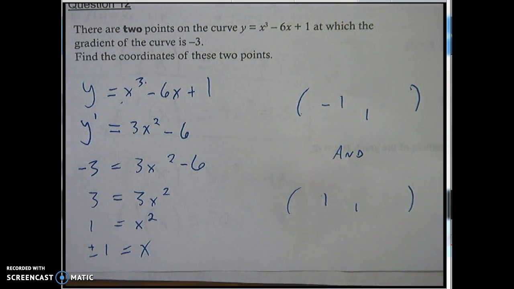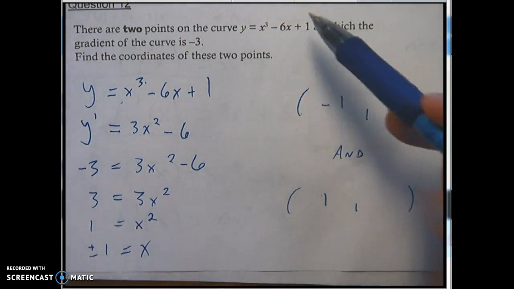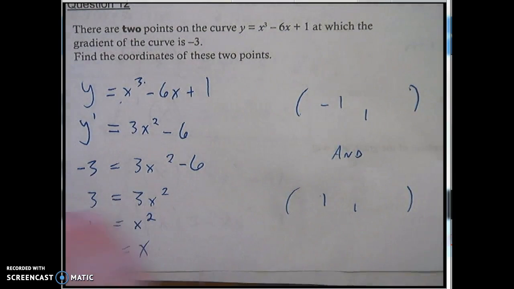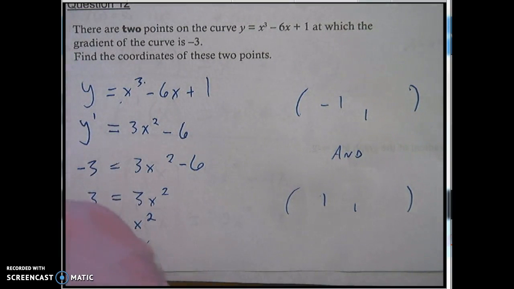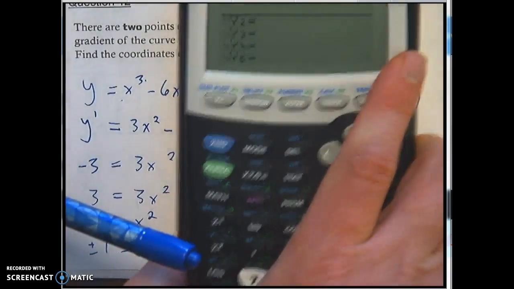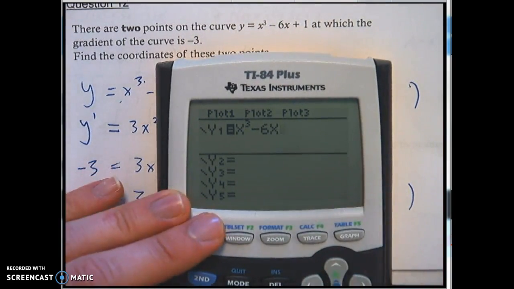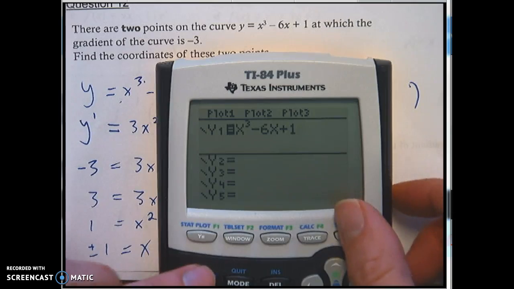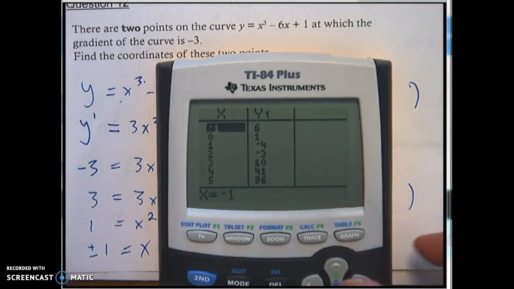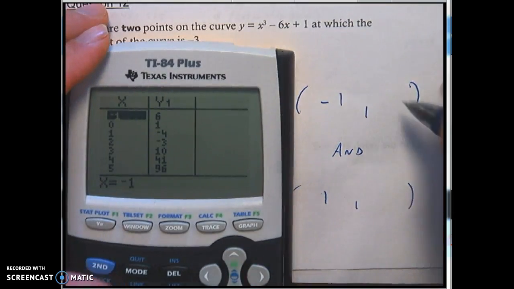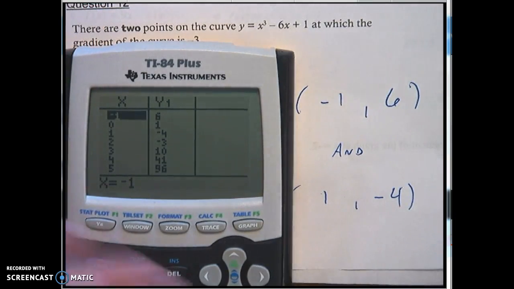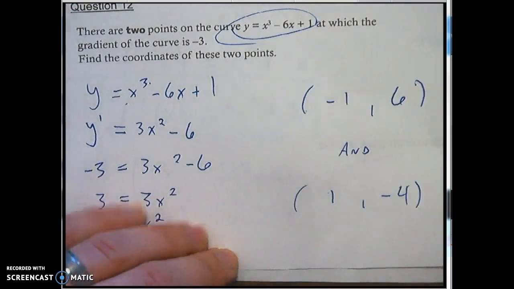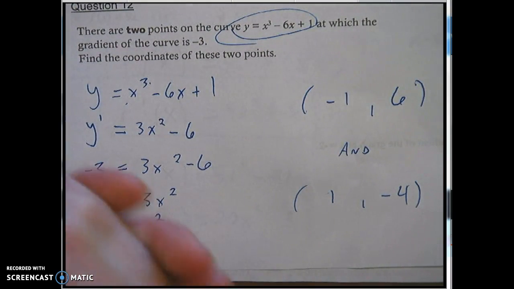How do I get the y values? Well, I'm going back to the original function where the curve is, and I'm just plugging in -1 and 1 for those. I'm going to let the calculator do it. I'm just going to type in x cubed minus 6x plus 1. Type that into y equals. Now if I go to the table at -1, the y is 6. And at +1, the y is -4. These are the 2 points on this curve where the gradient is equal to -3.